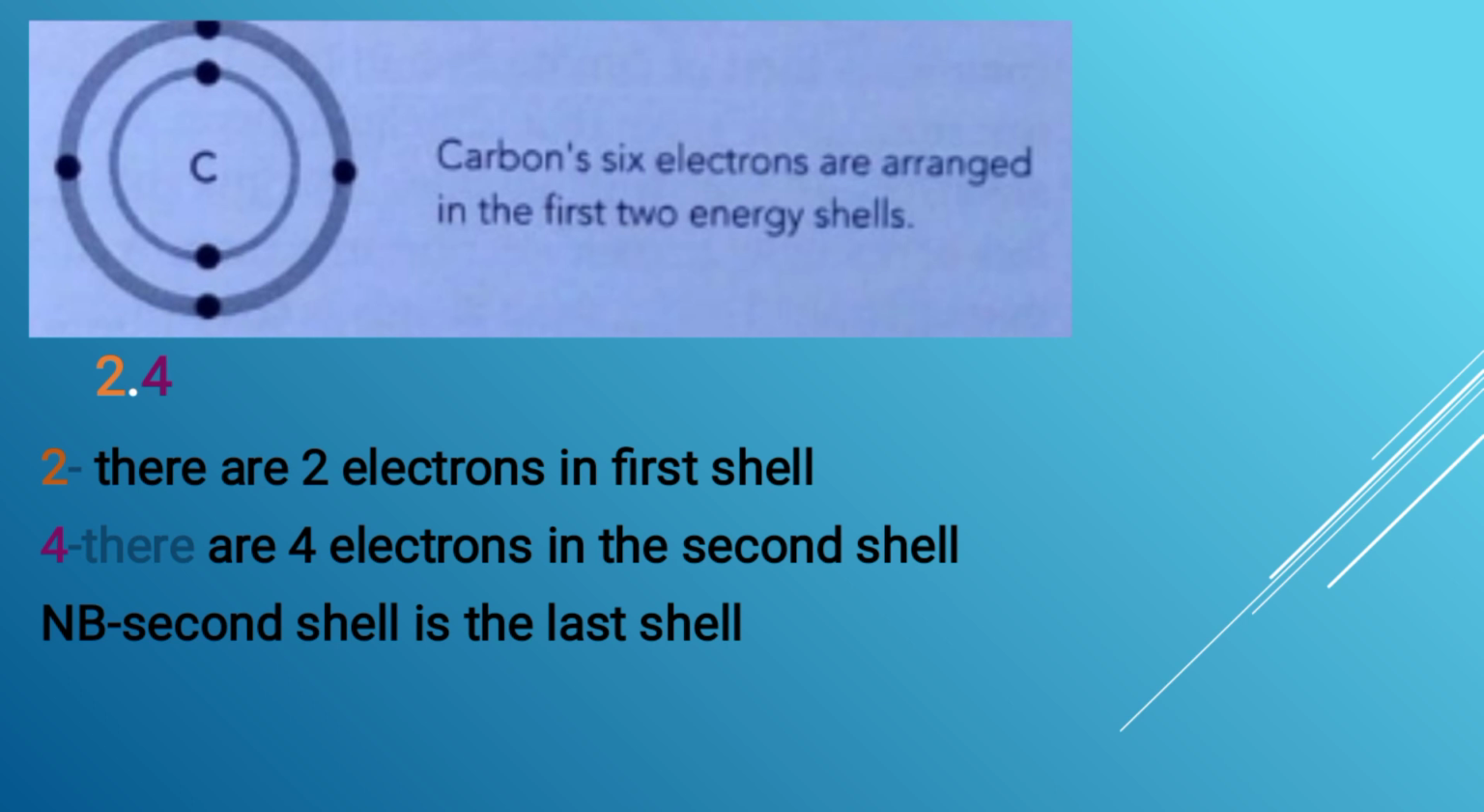The second shell is now having 4 electrons. Why are we having 4 electrons in the second shell? Because it is the last shell. We no longer have 8 electrons, we only have 4 remaining, because we were sharing 6 electrons. 6 electrons, 2 in the first shell, out of 6, that's 4 remaining. So the 4 are now going to be in the last shell.